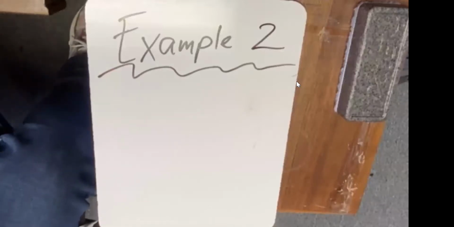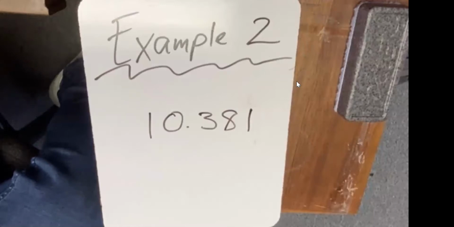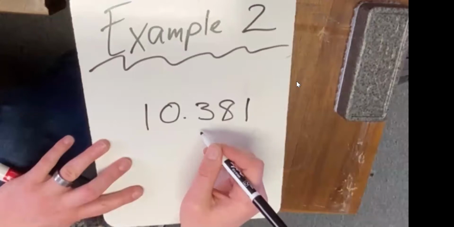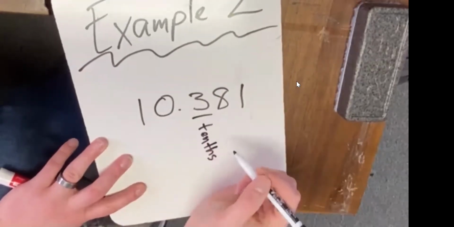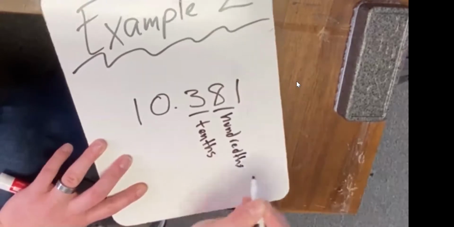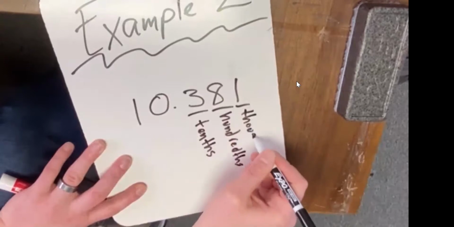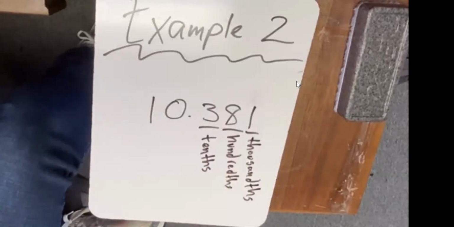Example number 2. Sheila pulled into the gas station and filled the car's tank with 10.381 gallons of gas. Round the amount of gas she purchased to the nearest 1/10 of a gallon. So let's write out that number for gas, 10.381 gallons. So let's name all my places here on the right side of the decimal. Right here is my tenths place. The 8 is in the hundredths place. And then the 1 is in the thousandths place.